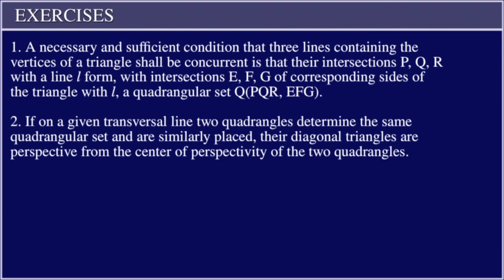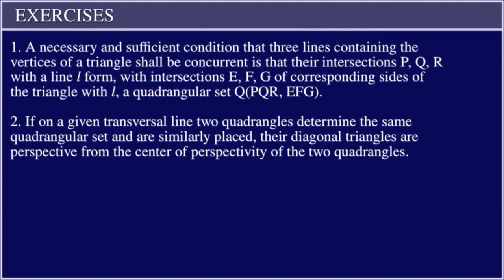Exercises. 1. A necessary and sufficient condition that three lines containing the vertices of a triangle shall be concurrent is that their intersection PQR with a line L form with the intersection EFG of corresponding sides of the triangle with L a quadrangular set Q(PQR, EFG).